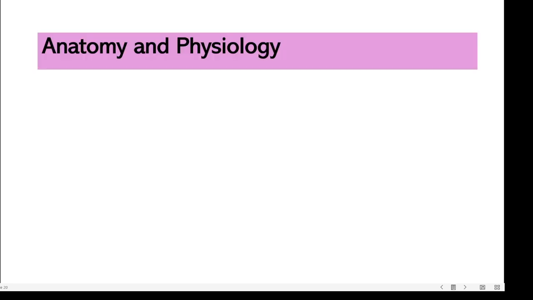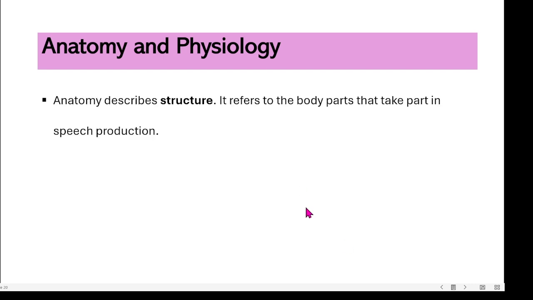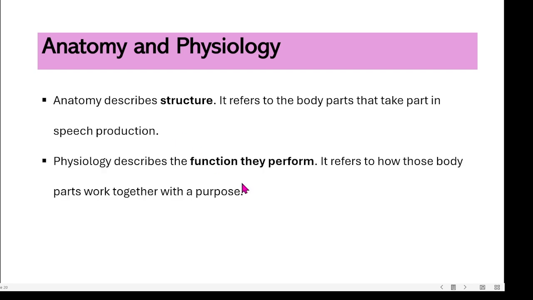As we said, there are two terms which are very important in this unit because we will use them whenever we describe each one of the systems of speech organs, and we need to understand their difference. They are anatomy and physiology. Anatomy describes structure. It means that it refers to the body parts that take part in speech productions, the different organs, the different articulators, the different cavities. Then physiology describes the function that they perform. It refers to how those body parts work together with a purpose.